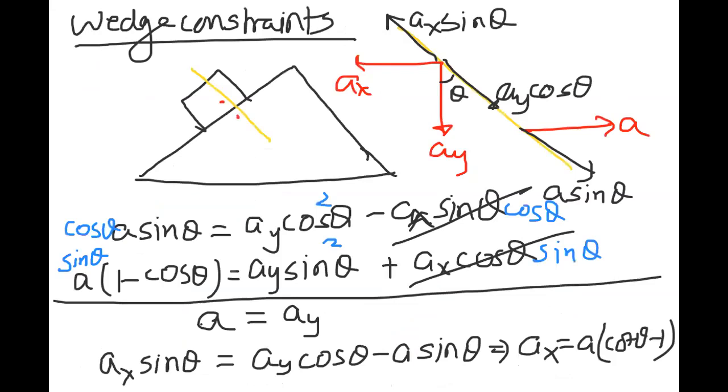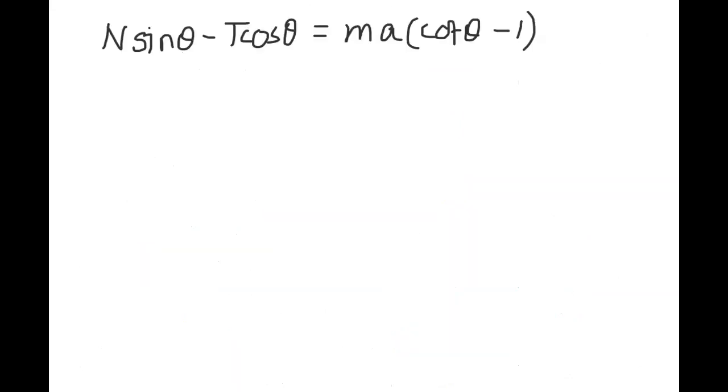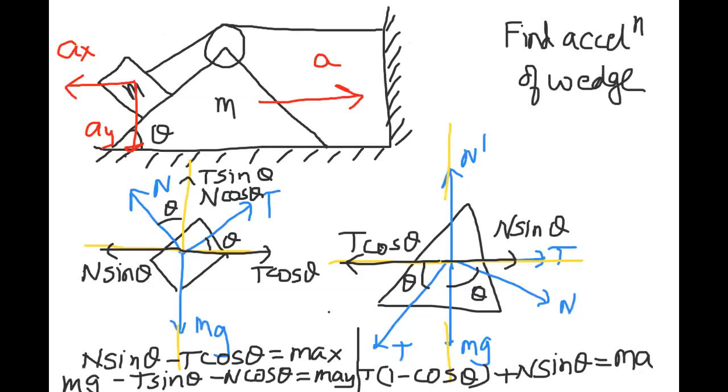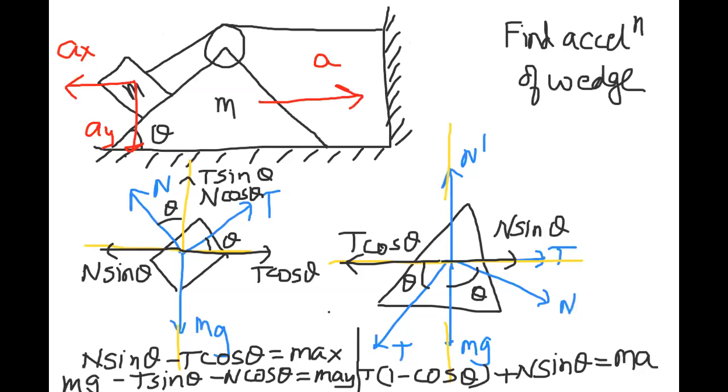The second equation that I have here is mg minus T sin theta minus N cos theta is equal to may, but that is ma, right? And you see what has happened now. I don't really need to write the third equation. Well, I'm going to write it, but I don't really need to write it anymore.